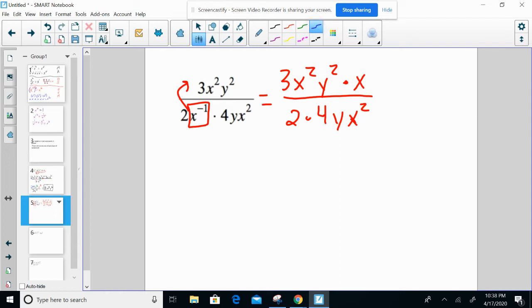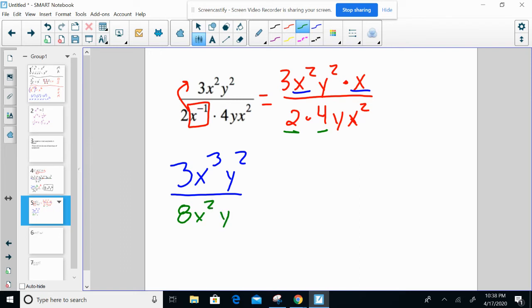As in, up top, nothing you can really do except for this right here. Put your x's together. So you have 3 x to the third y squared. All right, on the bottom, you have your numbers to multiply. 8, and then nothing to combine here, but let's go ahead and put x squared. I'm going to change the order because now, so that was adding the exponents because we're multiplying. We added the exponents for that x to the third. Numbers still multiply like numbers.